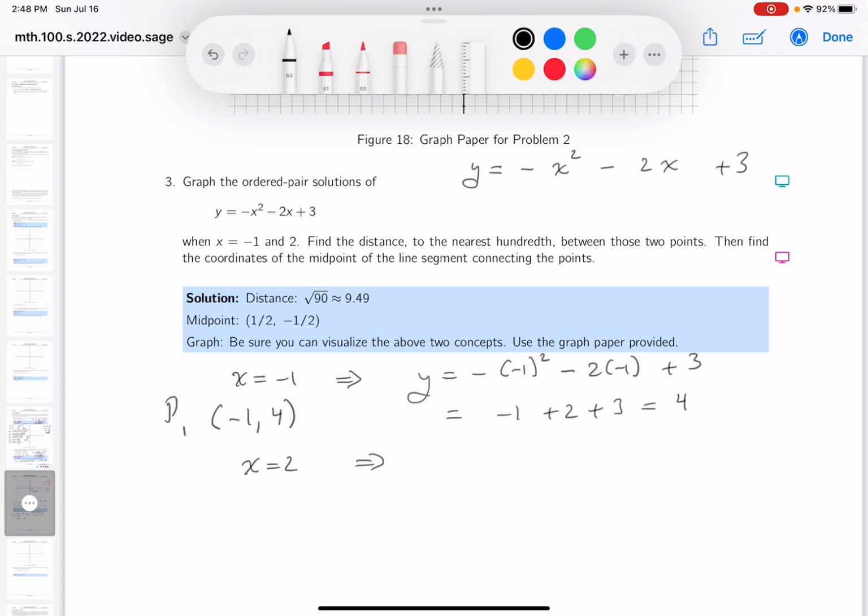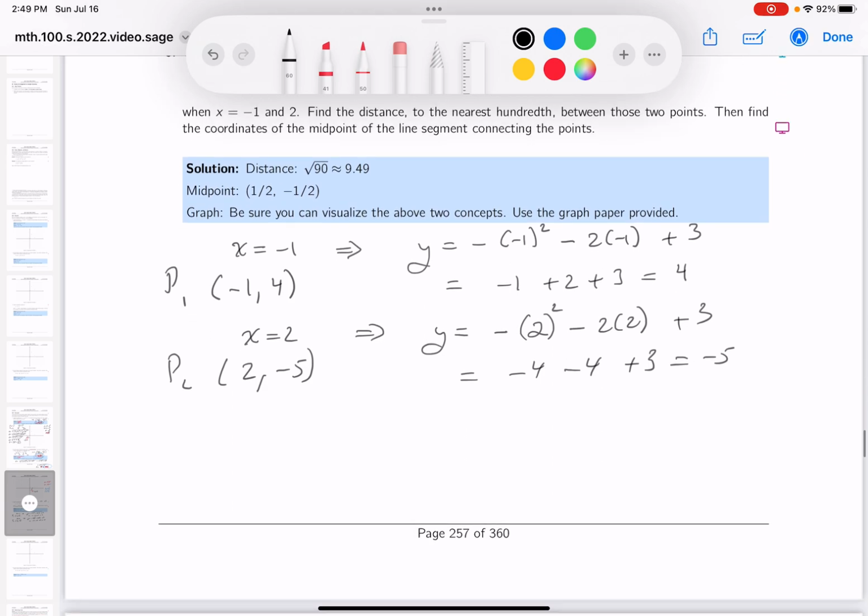Let's write that down. Y equals minus 2 squared, minus 2 times 2, and then plus 3. Let's go through that. What do you get there? Minus 4, plus 3... let's see, minus 8 plus 3 is going to be minus 5. Let me write that down. So y is minus 5. What's the point? We'll call it P2. It's going to be 2 as the x, and the y we found to be minus 5.